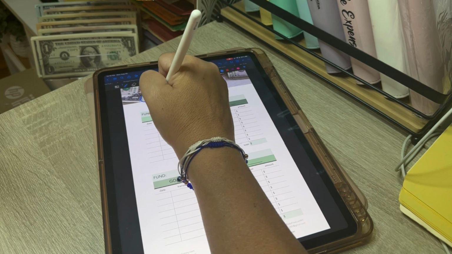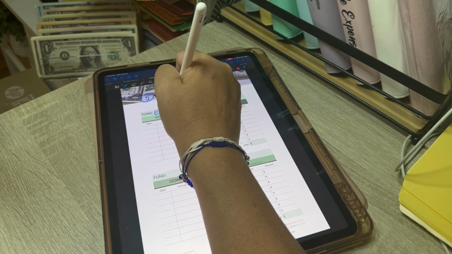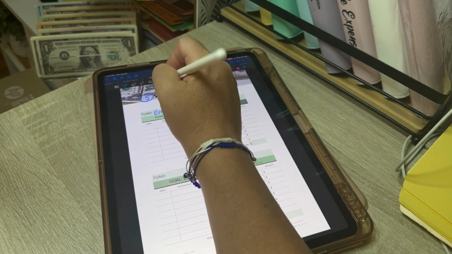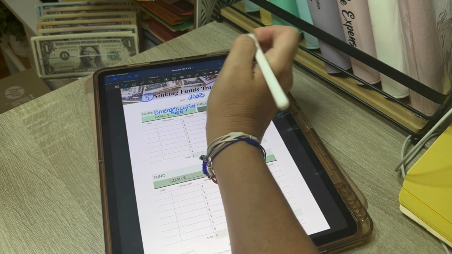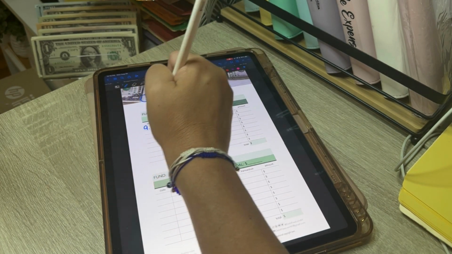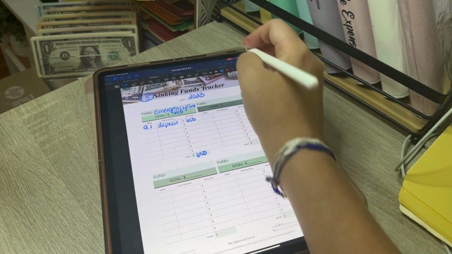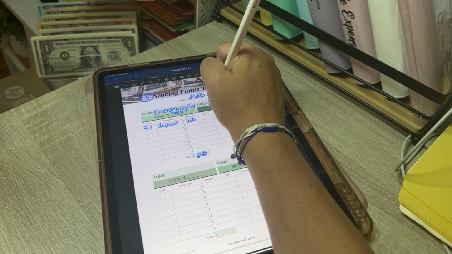And we're going to do an emergency fund first because she didn't have any. So for her emergency fund, based on her information, I just took an extra month's worth of her surplus, and then the rest would be a savings fund.